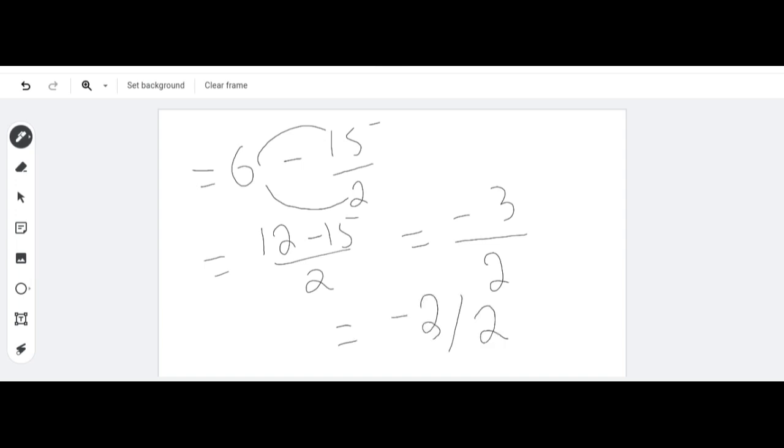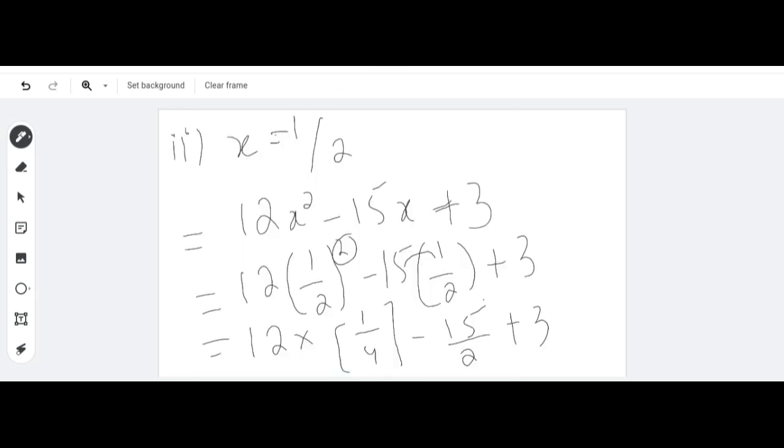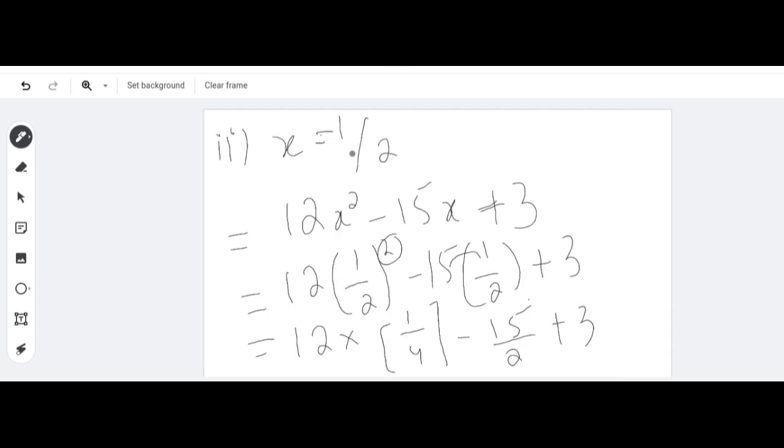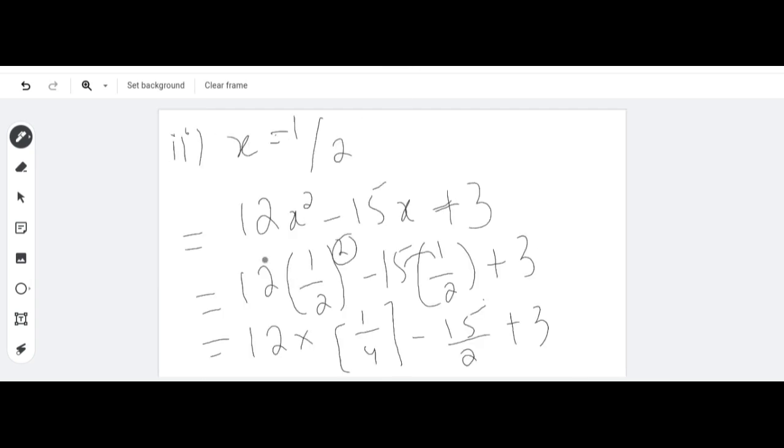Understood? This is a long question. Yes, ma'am. Yes, so I will explain it to you again. In this equation, I have to use this expression which I solved in the previous part. I have to put the value of x equal to 1 by 2. I put the value of x where x is located. This is x square, this is simple x.